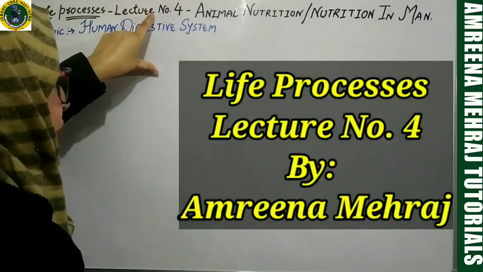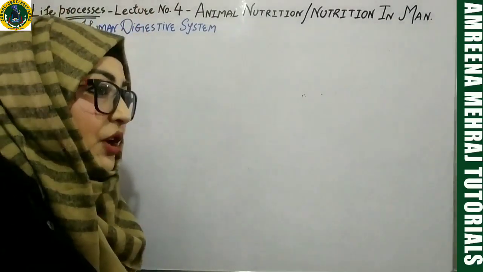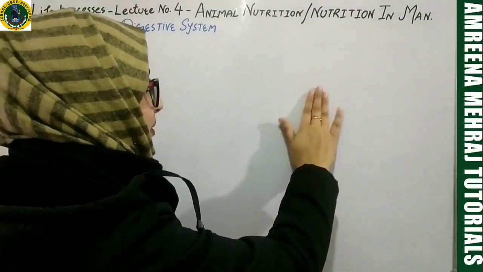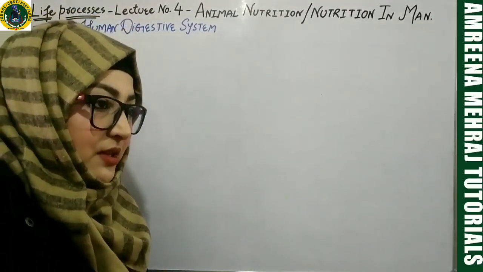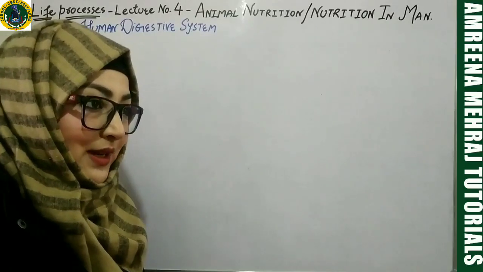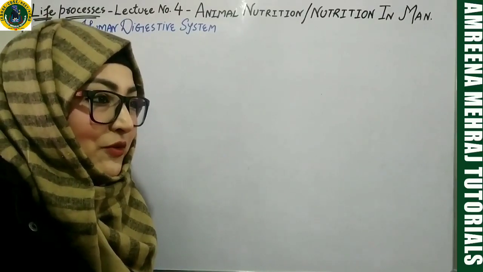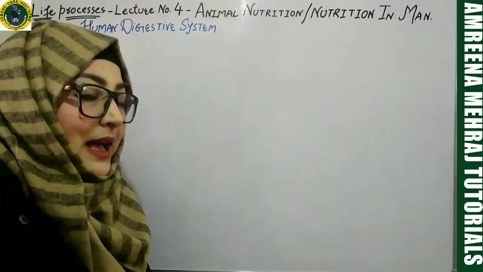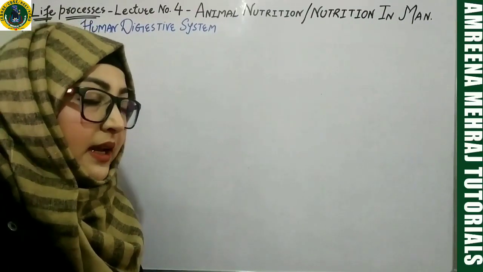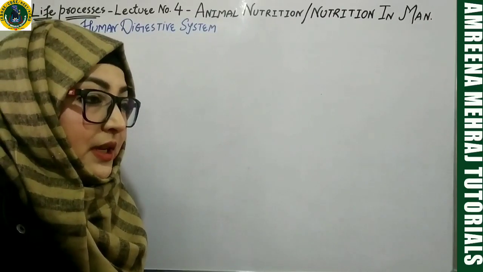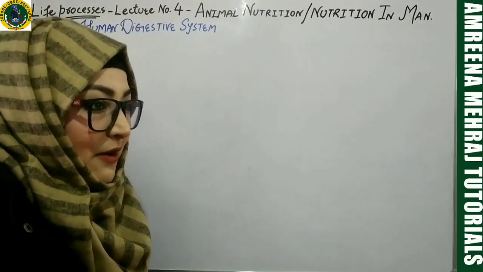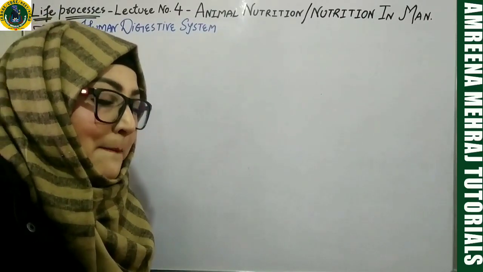Today it's our lecture number 4, and in today's lecture we are going to deal with animal nutrition. In previous lectures we have come across what nutrition is, what are the two modes of nutrition, autotrophic mode of nutrition and heterotrophic mode of nutrition. We have understood that. And then I gave you this detailed description of Holozoic mode of nutrition in amoeba. Today we have to look at nutrition in man.